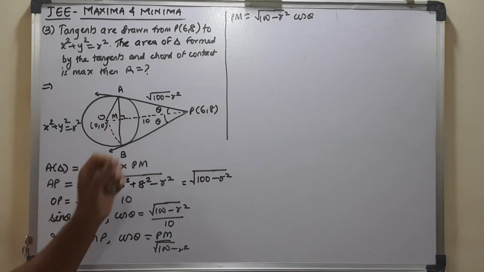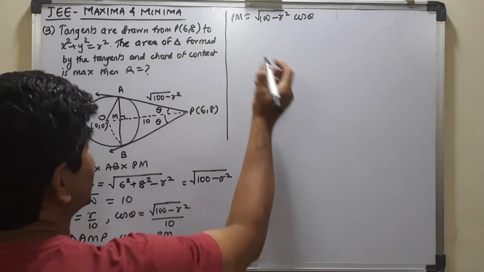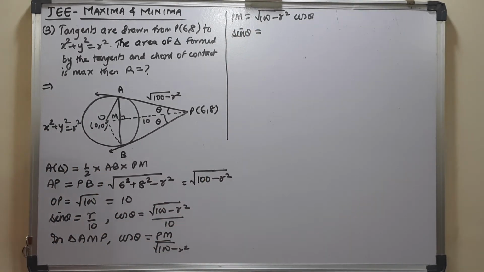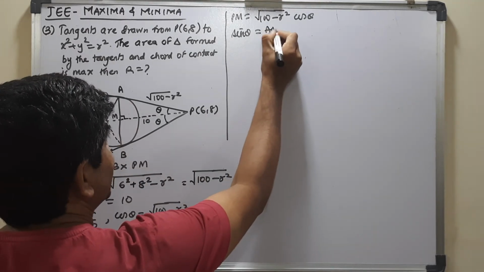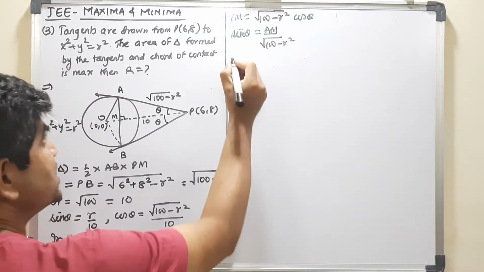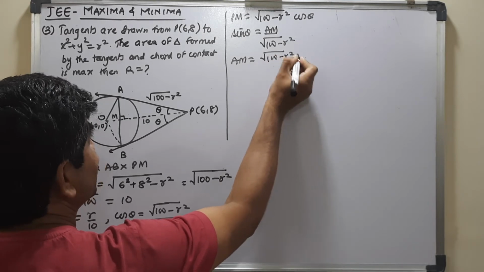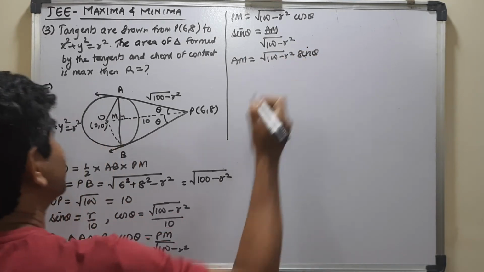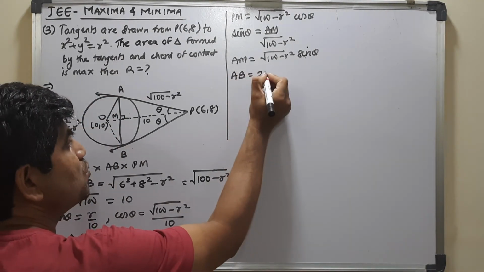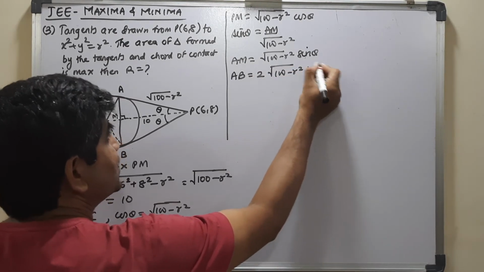Now I am interested in AM. AM of yours is opposite and hypotenuse, so it will deal with sine theta. Sine theta is nothing but opposite, that is AM, to under root 100 minus r square. That means your AM is equal to under root 100 minus r square times sine theta, and this AB which I want is double of that. So your AB is 2 times under root 100 minus r square times sine theta.